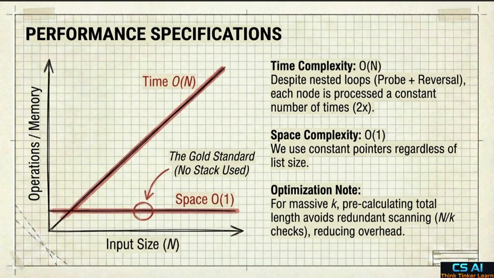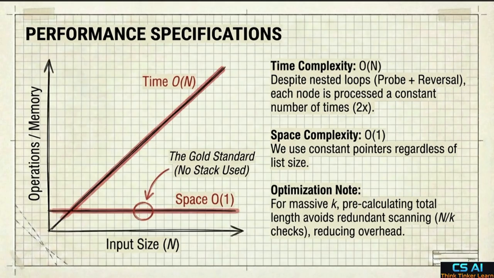Let's review the performance specification for reversing in groups. The time complexity is O(n). Despite having nested loops for probing and reversal, each node is processed a constant number of times, typically 2 times. This means the time taken scales linearly with the number of nodes n. The space complexity is O(1).